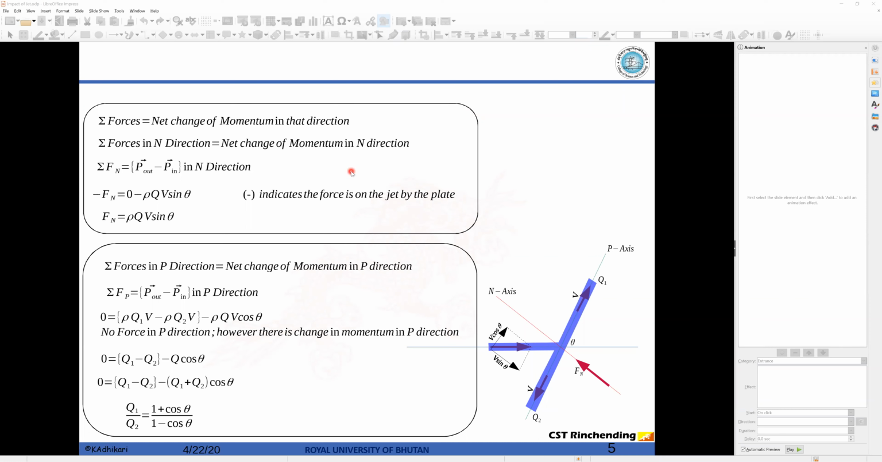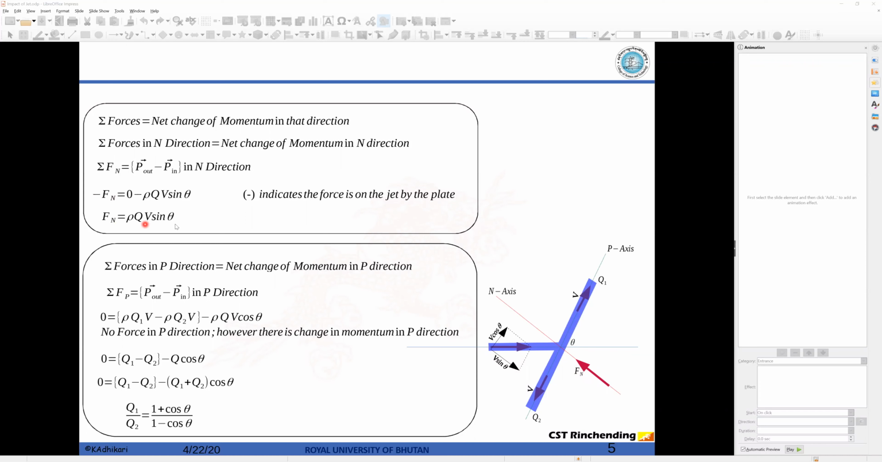So we have seen that the net force applied in any direction is equal to the net change of momentum in that direction. With this, we have found that the resulting force acting on the control volume by the plate is equal to Fn, and the force exerted by the jet on the plate will be equal in magnitude to Fn but opposite in direction. That's why I have used a minus sign here.